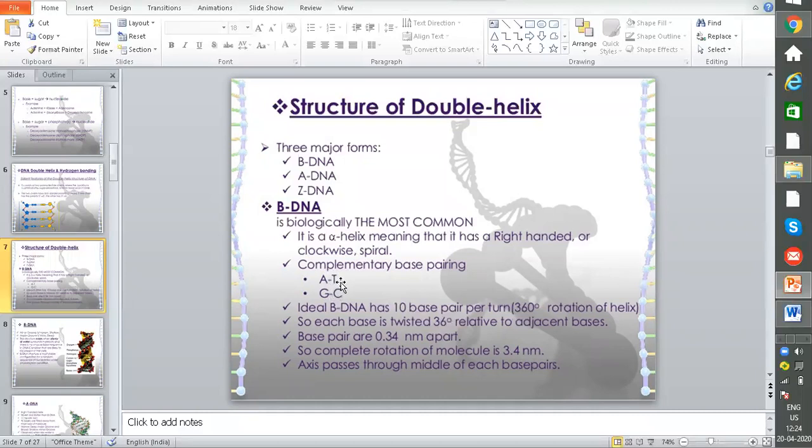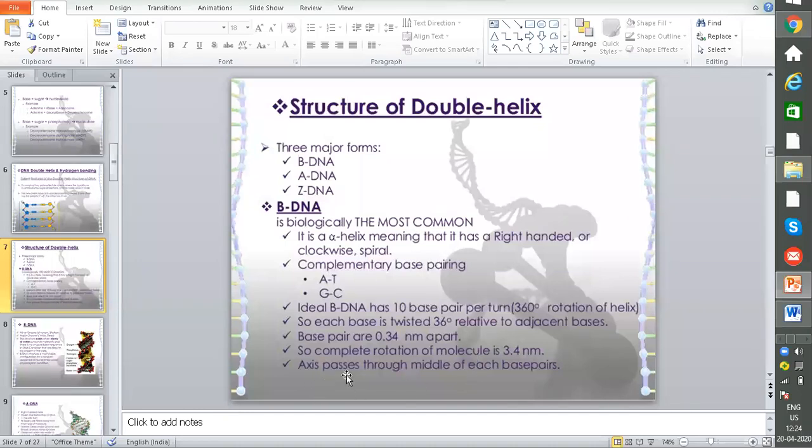And the distance between AT and GC is 0.34 nanometers. But here in bDNA, 10 base pairs are present. So the total length of bDNA will be 0.34 times 10, that is 3.4 nanometers. Here are two important things: first, a 360 degree rotation of bDNA, and second, 3.4 nanometers length of bDNA.